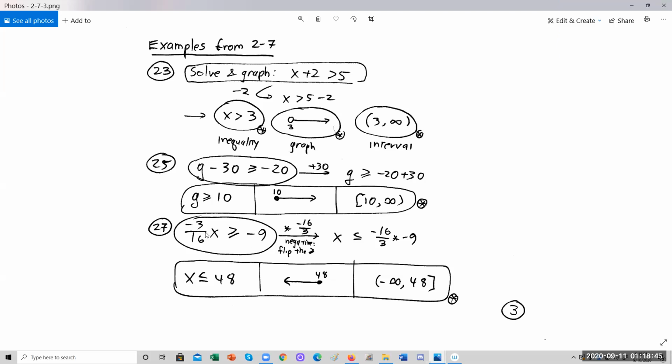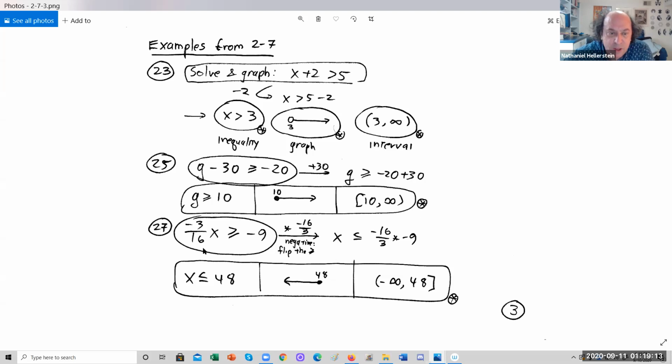So the open circle is only used when there's not an equal bar under it, right? Right. For strict inequality, strictly greater than or strictly less than, you have an open circle and a round bracket. For greater than or equal or less than or equal, we have a filled circle and a square bracket. Okay?